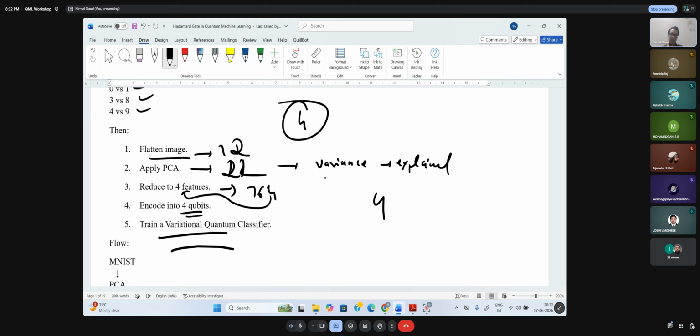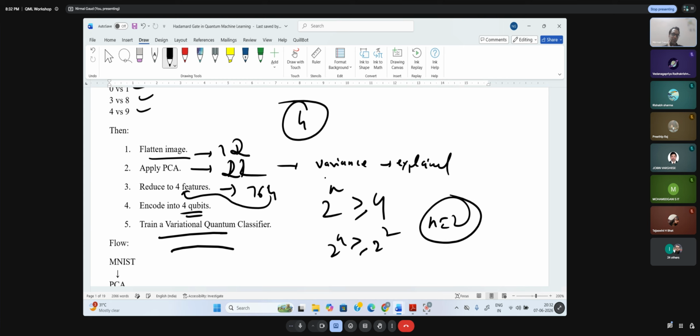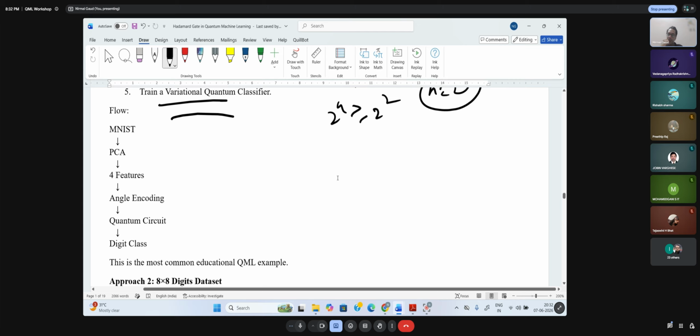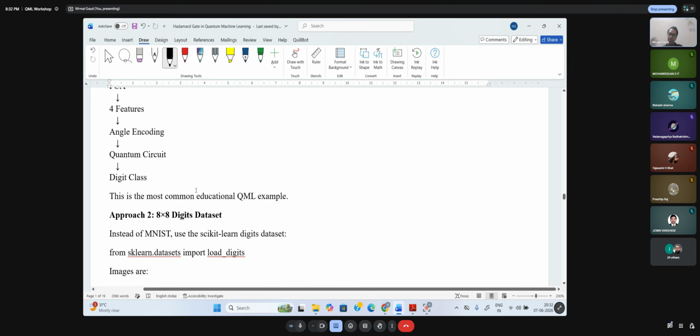Okay, so four features. How can it be greater than or equal to 2 to the power n? 2 to the power 2 is 4, so n is equal to 2. The required number of qubits will be 2 qubits. I think that's enough for four features also. Here is the flow: MNIST, PCA, 4 features, angle encoding, quantum circuit, over.